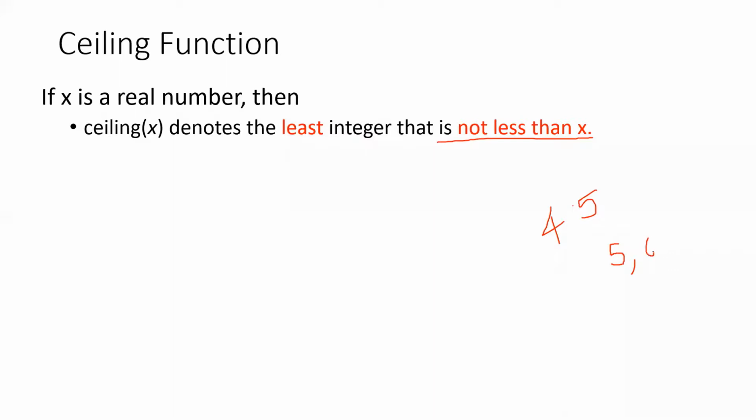You just list all the integers: 5, 6, 7, etc. Among these integers, you can just put etc. 5 is not less than 4.5, 6 is not less than. So all these are the integers which are not less than 4.5. Now what you have to find? The least integer among these. Which is the least integer? 5 is the least integer. 5 is lesser than 6, 5 is lesser than 7. So when you find the ceiling of 4.5, the answer will be 5.